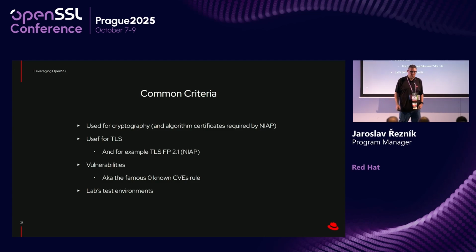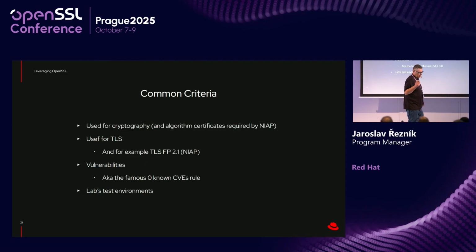It caused a lot of troubles. Again, we can cooperate. Hey, if you did review of TLS FP requirements, we can share it. That's one thing. Vulnerabilities is another thing. The famous requirement of Common Criteria is like 0 known vulnerabilities. It's impossible, unmitigated, of course. So it's impossible. So that's another place we can cooperate together.